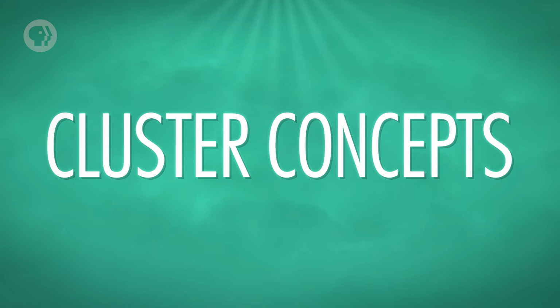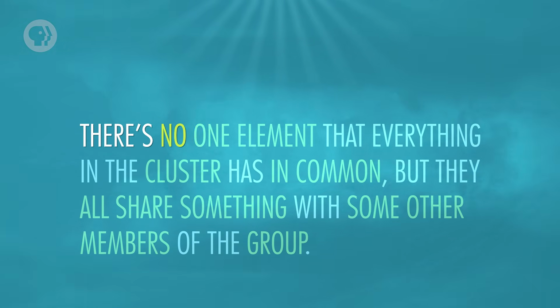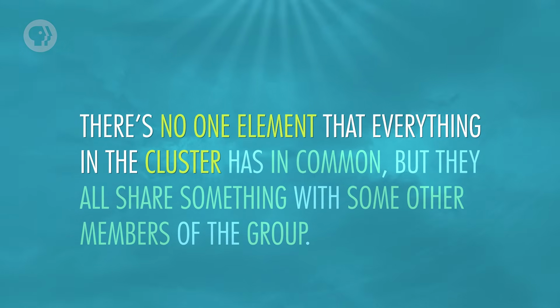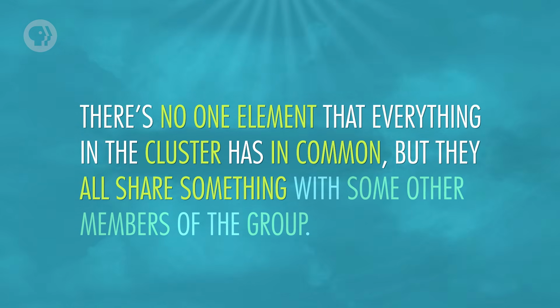Rather than rigid definitions, Wittgenstein said word meanings are so-called cluster concepts. There's no one element that everything in the cluster has in common, but they all share something with some other members of the group. It's sort of like you have your dad's nose and your mom's sense of humor, and your sister has your mom's eyes and your dad's athleticism. You and your sister don't really have much in common, but you do both resemble your parents.